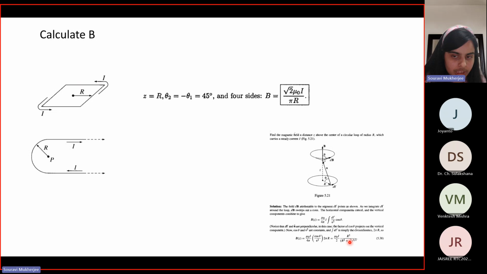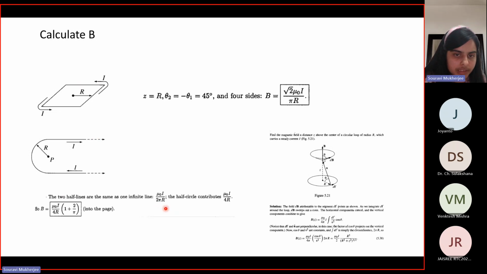If you put z equal to 0, you will find that the field for a complete circle is given as mu naught I by 2r. Now, because you have a half circle, it will be mu naught I by 4r. Then you can find the contributions for these individual wires and add them up. So this will be your half circle contribution, and now you have two half infinite wires. If you add the contributions of the two, you will get it for one infinite wire, which is mu naught I by 2 pi r. So this is the net magnetic field at this point.